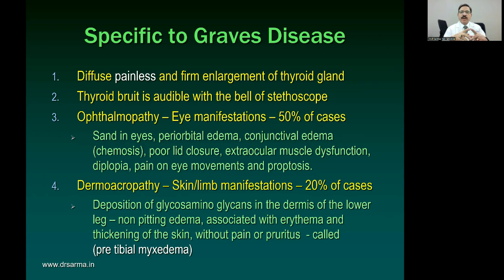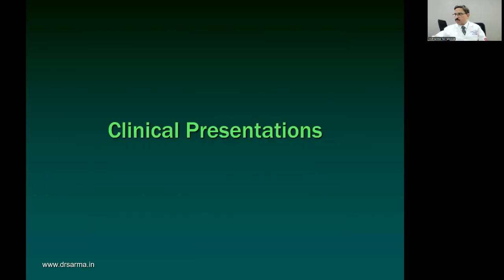Dermoacropathy, skin and limb manifestations, in 20% of the cases. Deposition of glycosaminoglycans in the dermis of the lower leg, non-pitting edema, also called pretibial myxedema. It is actually a misnomer. It is not myxedema. It is a dermoacropathy due to Graves' disease. Okay. Thickening of the skin over the edema without pain or pruritus. This is called pretibial myxedema. Dermoacropathy in 20%, ophthalmopathy in 50% of the cases.